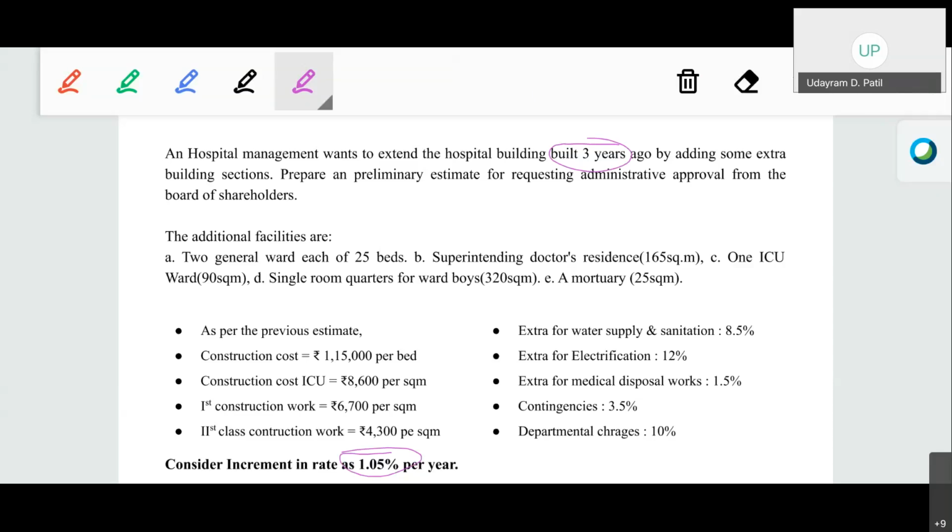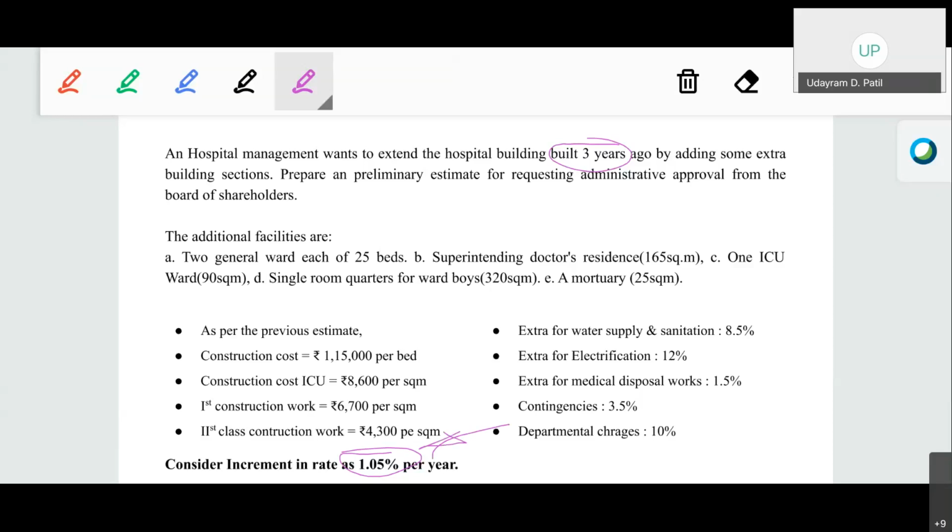Okay, so suppose the construction cost for any construction unit is suppose 1 lakh rupees 5 years earlier, then we are going to increase that particular cost by 5 multiplied by 1.05%.